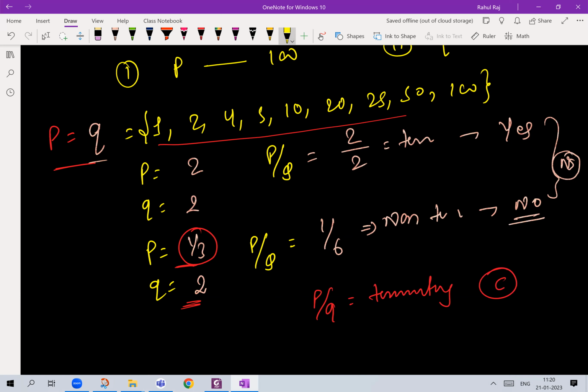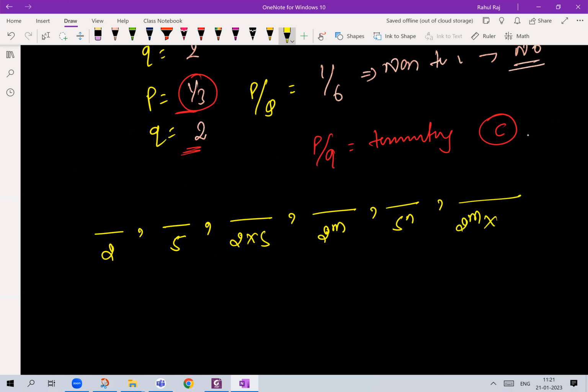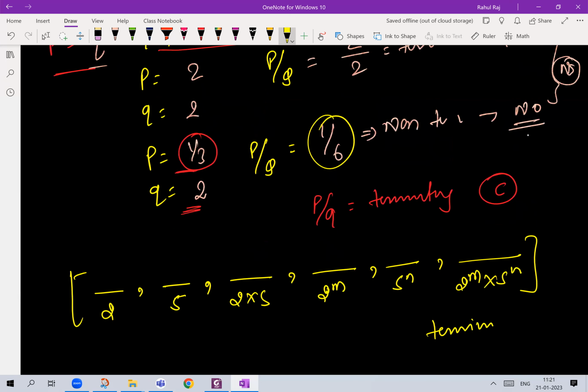So a learning from this question could be that imagine if you divide a number by 2, or you divide a number by 5, or you divide a number by 2 cross 5, or you divide a number by 2 to the power m, you divide a number by 5 to the power n, or you divide a number by 2 to the power m into 5 to the power n. This is the only situation where you get a terminating condition. So when I said that 1 by 6 is a non-terminating condition, how did I say this? Because 6 is nothing but 2 cross 3. It's straightforward logic.